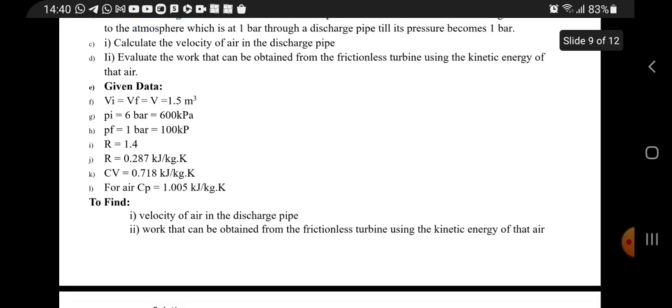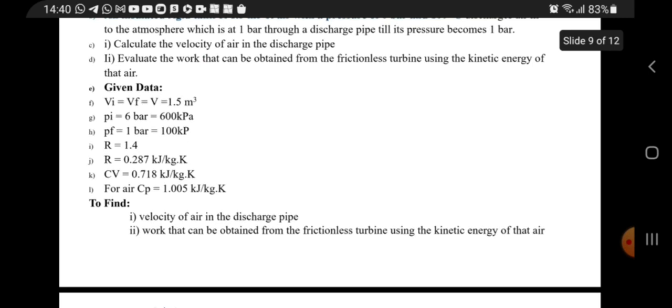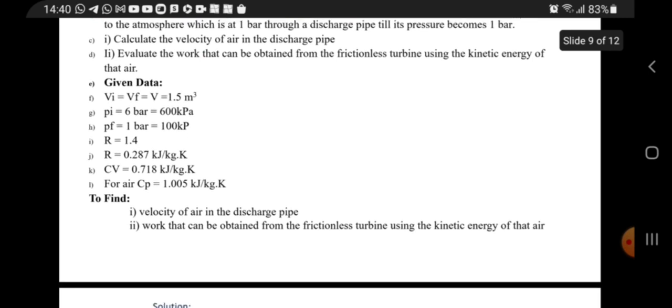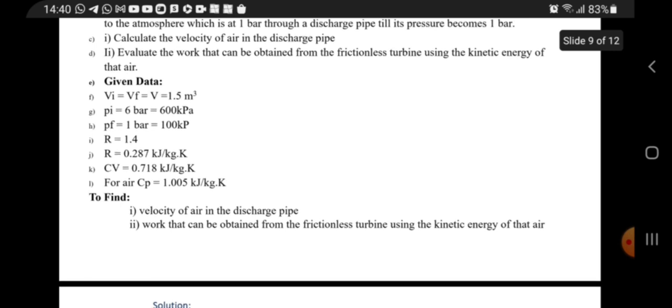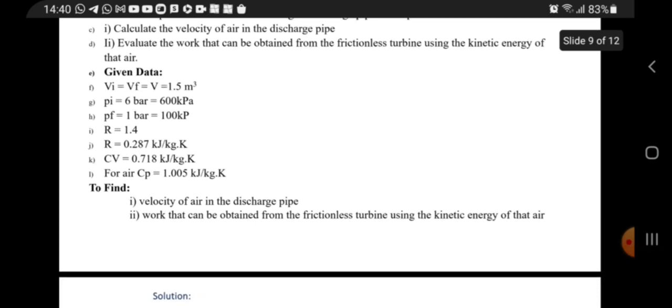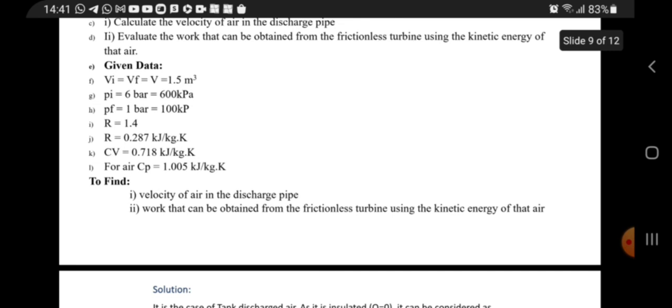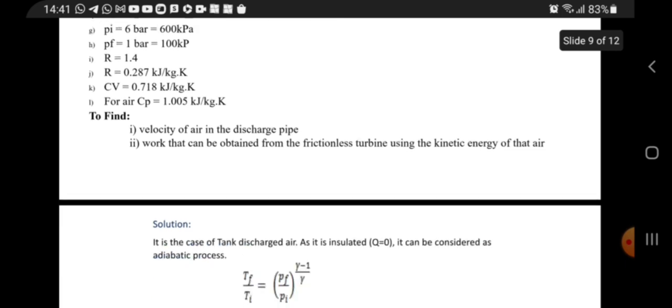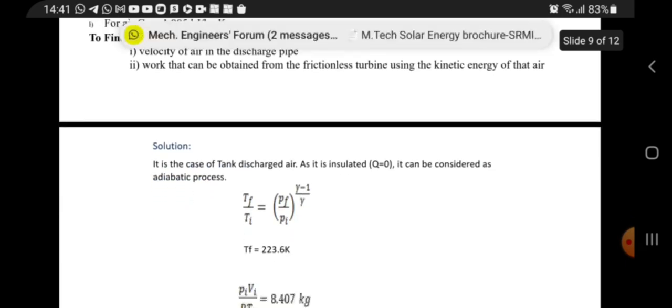Given data: VA is equal to VF is equal to V, that is 1.5 meter cube. PA is equal to 6 bar, converted to 600 kilopascal. PF is equal to 1 bar, that is 100 kilopascal. Gamma is equal to 1.4. R is equal to 0.287 kilojoule per kg Kelvin. Cv is equal to 0.718 kilojoule per kg Kelvin. For air, Cp is equal to 1.005 kilojoule per kg Kelvin. These values we have already discussed.